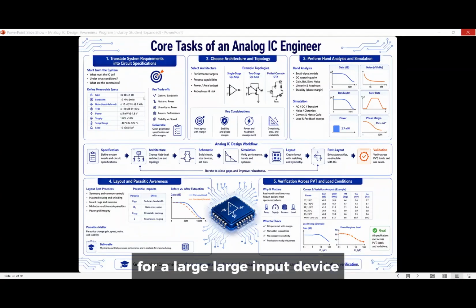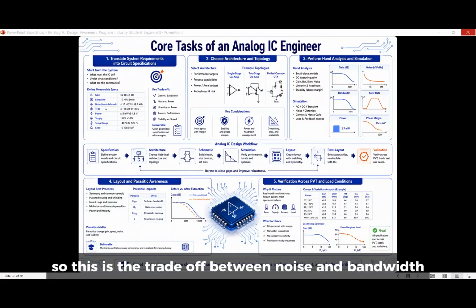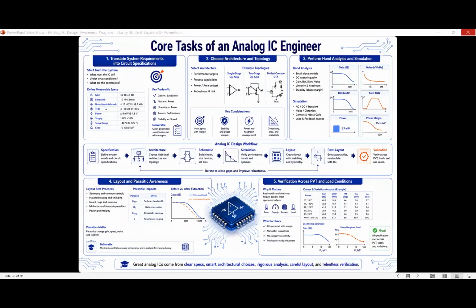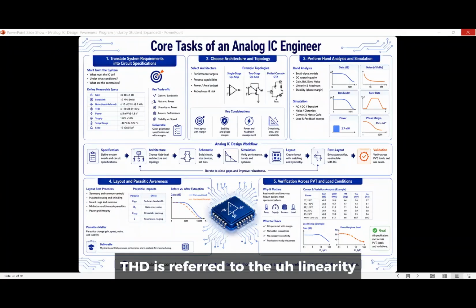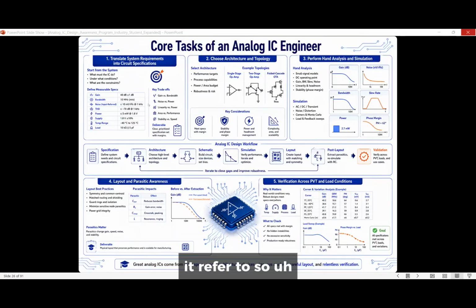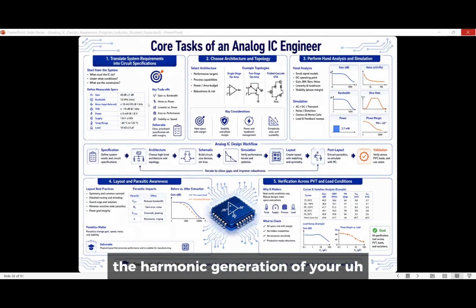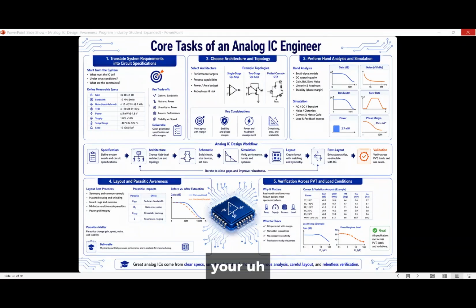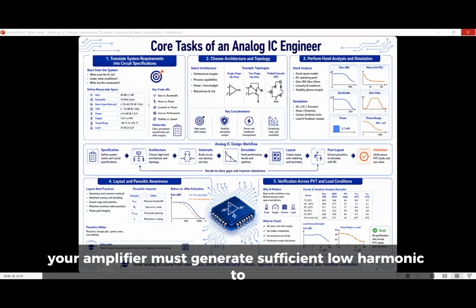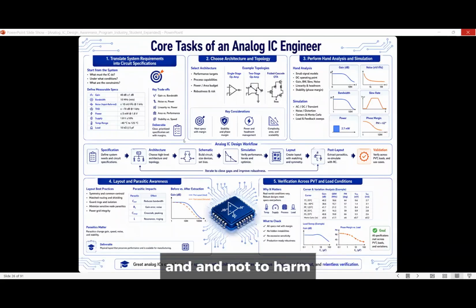However, for a large input device, the bandwidth is also reduced. So this is the trade-off between noise and bandwidth, right? Yeah, THD refers to the linearity. It refers to the harmonic generation of your operational amplifier, which means that your amplifier must generate sufficiently low harmonics so as not to harm the subsequent devices.